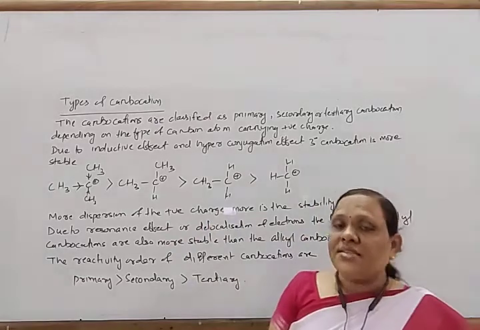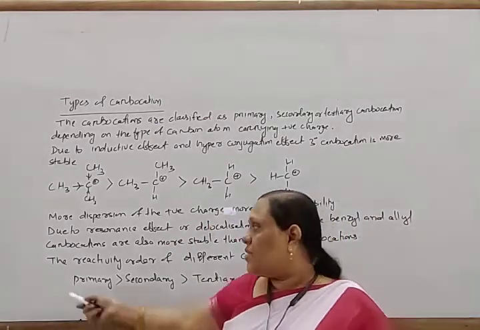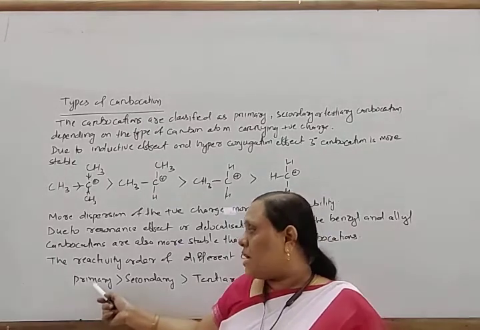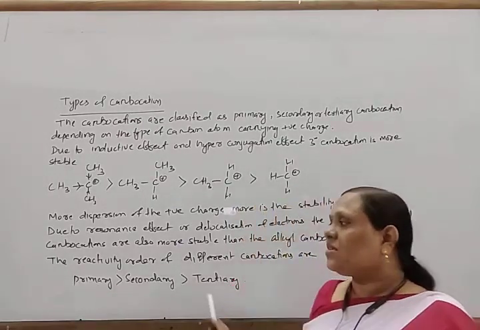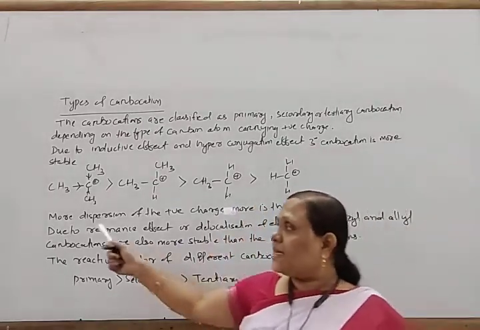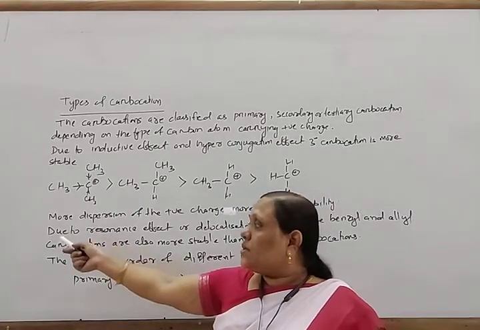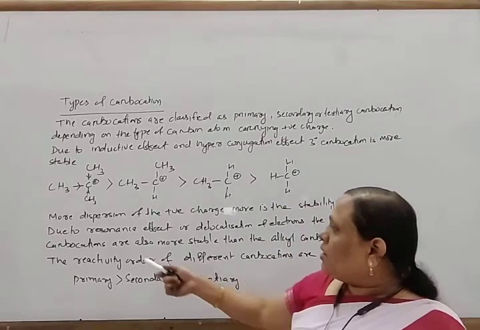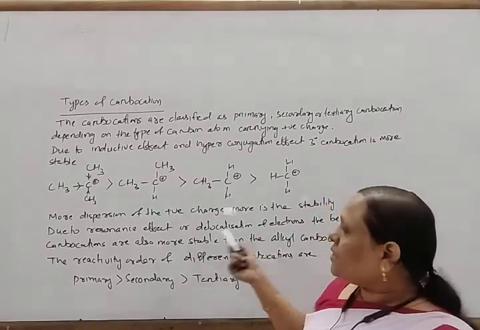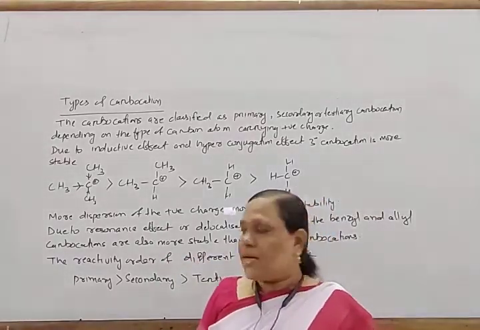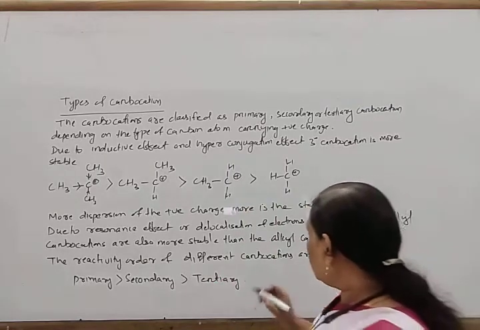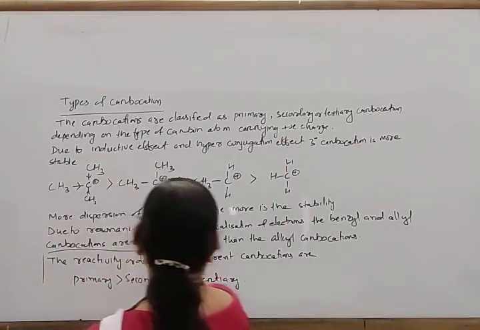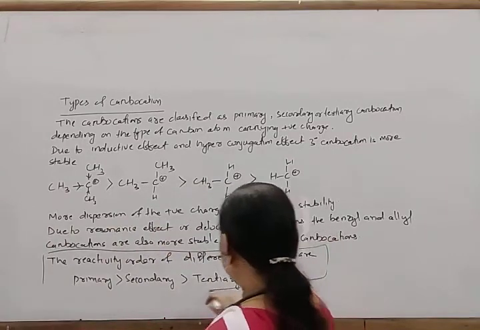The stability and the reactivity order are different. The reactivity order of the different carbocations is that primary is more reactive than secondary and tertiary. Similarly, due to the resonance effect, benzyl and allyl carbocations are more stable. So this is the reactivity order. One minute is left for me to write.